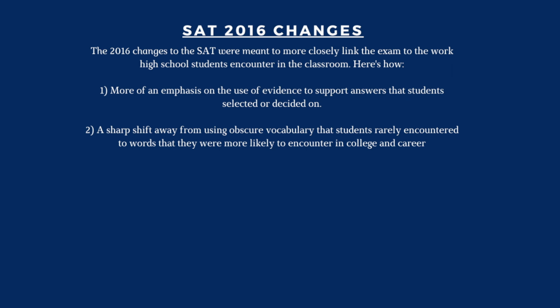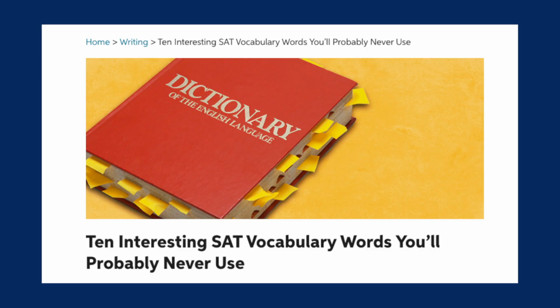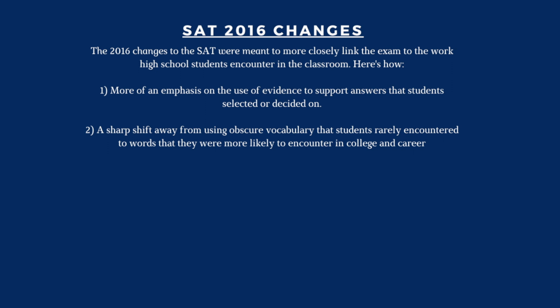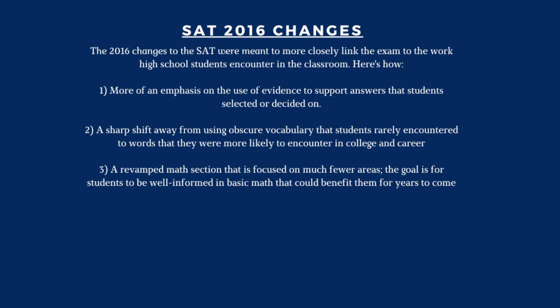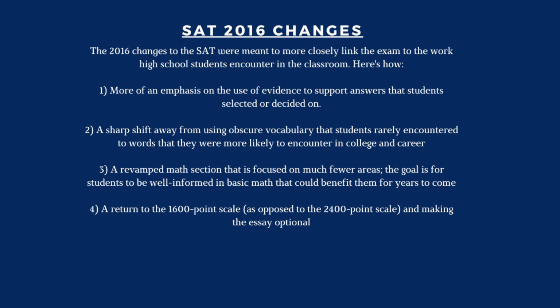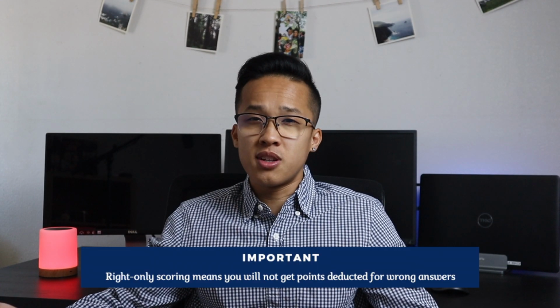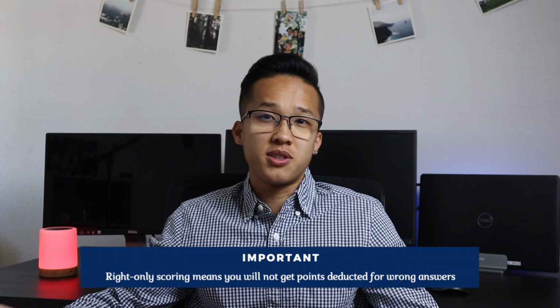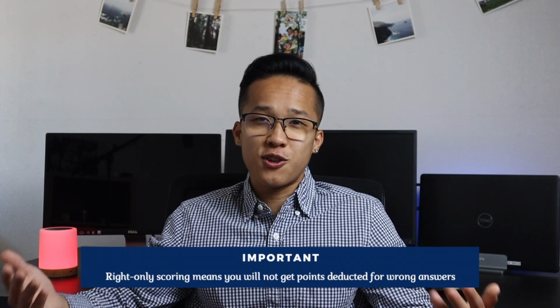a shift away from obscure vocabulary to words that students are more likely to use and encounter in college as well as in their careers, a math section that is focused on fewer areas, a return to the 1600 point score scale, an optional essay, and lastly, the addition of rights-only scoring. So you might be wondering what rights-only scoring is. Basically, it just means that you won't be penalized for any wrong answers that you may put down. So if you don't know an answer, always just guess.